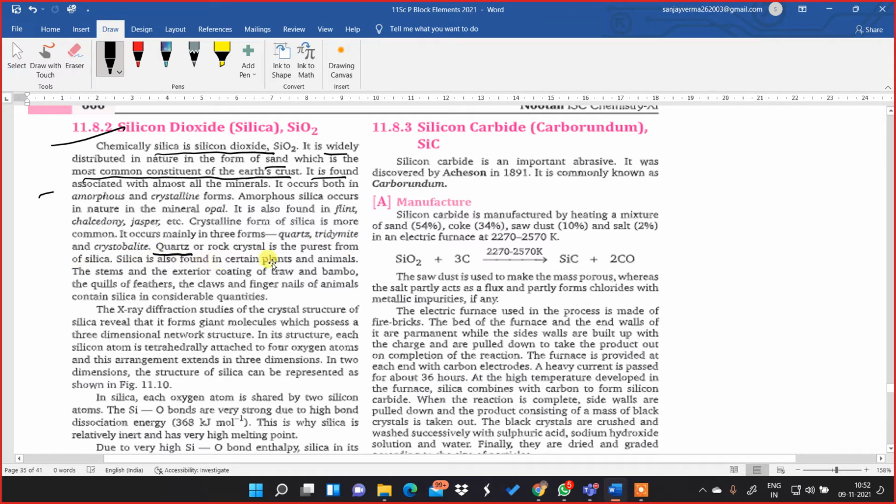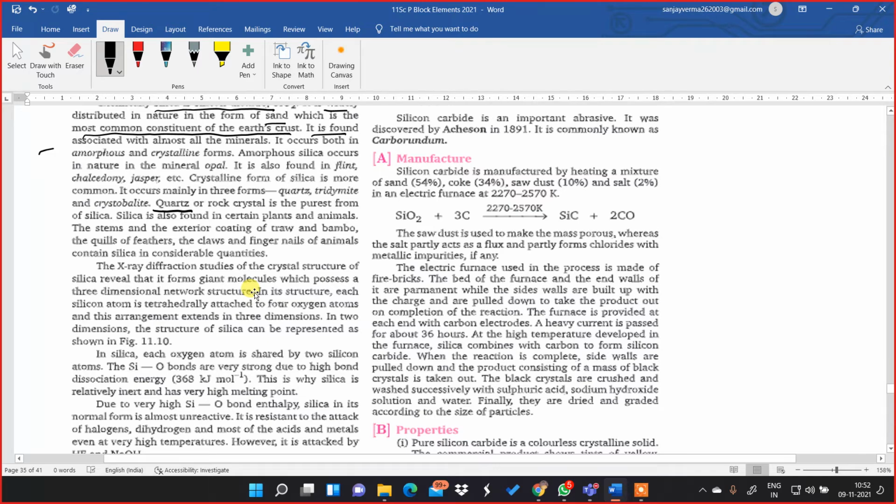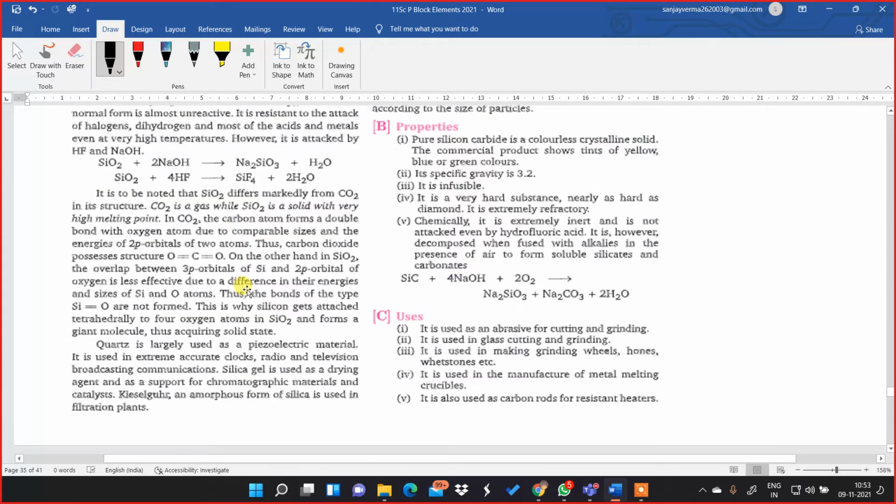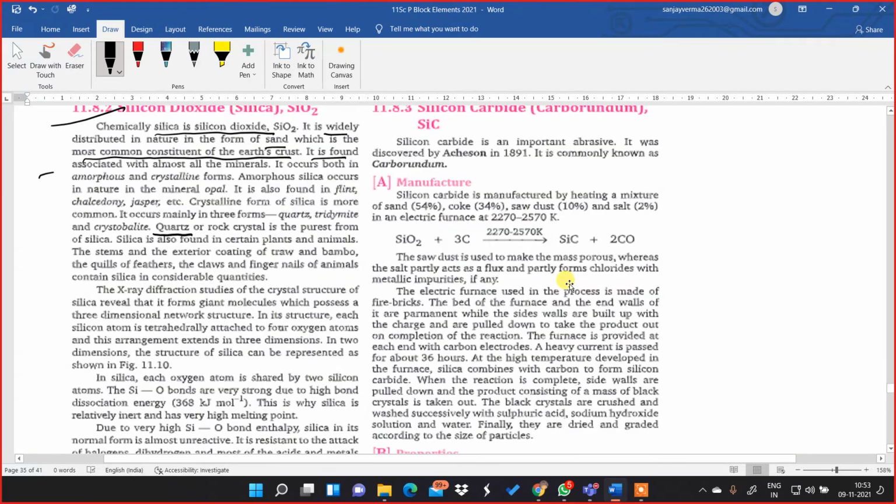Silica is also found in certain plants and animals. The stems and the exterior coating of straw and bamboo, the quills of feathers, the claws and fingernails of animals contain silica in considerably large quantities. Then, with regard to silica, the structure is more important. I have been telling you several times.